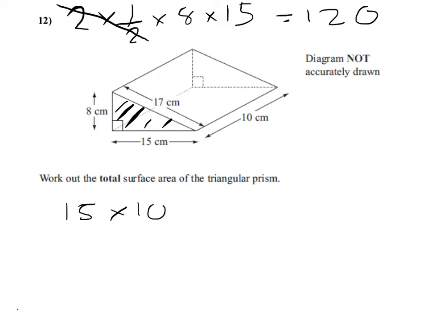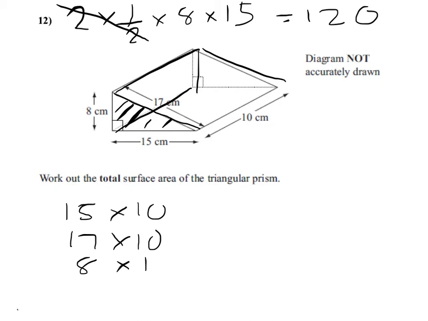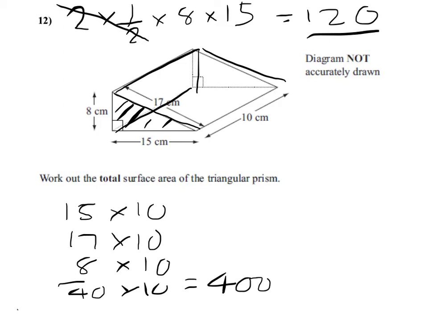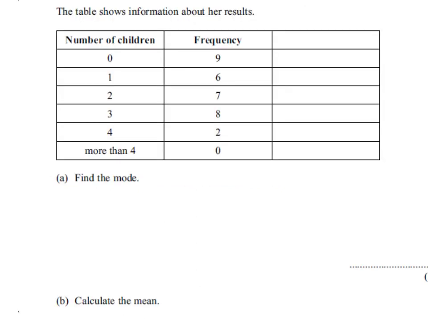We've got the slope rectangle, which is 17 times 10. And we've got the rectangle at the back, which is 8 times 10. Now if you add 15, 17 and 8 together, you'll get 40 lots of 10, which is 400. And don't forget your triangles, so 400 plus 120, the final answer is 520 centimetres squared.